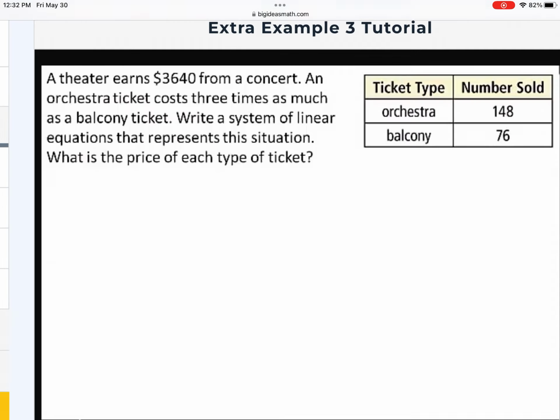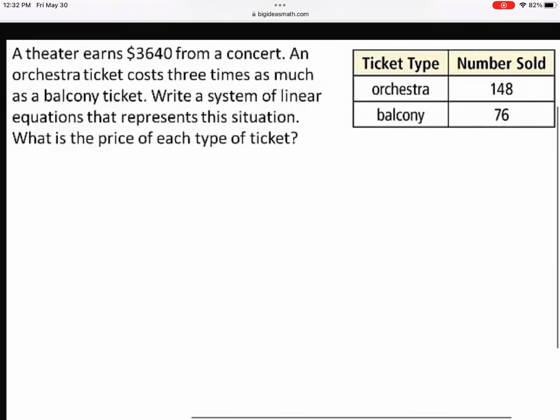A theater earns $3,640 from a concert. An orchestra ticket costs 3 times as much as a balcony ticket. Write a system of linear equations that represents this situation. What is the price of each type of ticket?